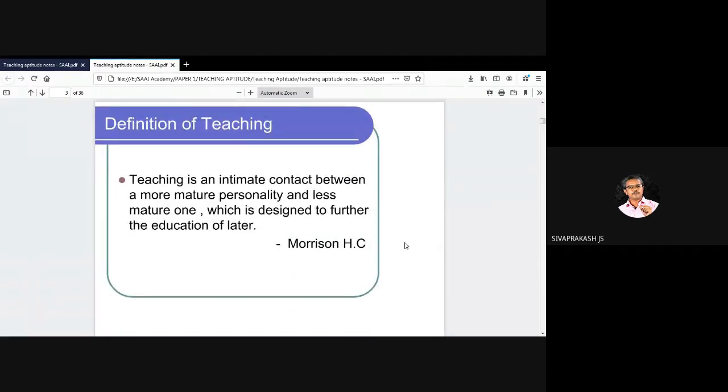Morrison's definition is the popular one. Teaching is an intimate contact between a more mature personality and a less mature one, which is designed to further the education of the latter. So what they say is that education is basically future oriented, for a future purpose.